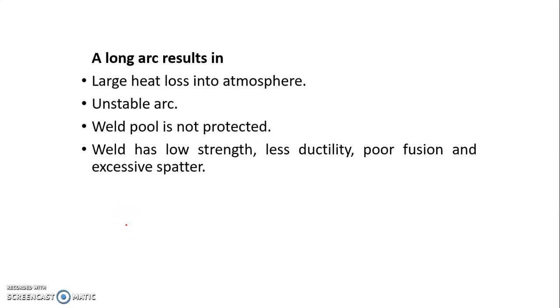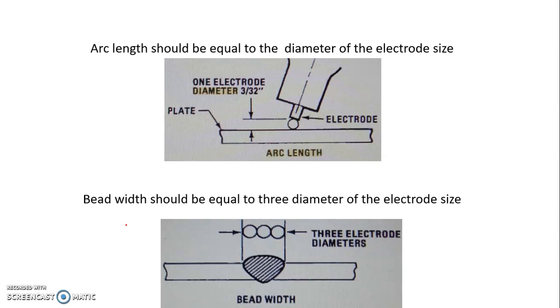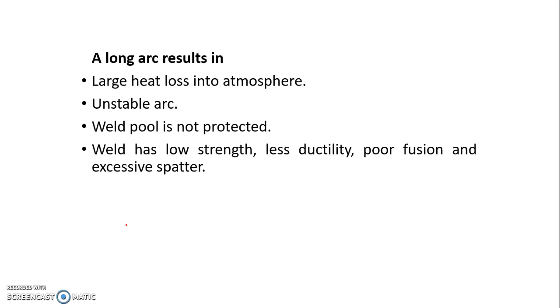Weld has low strength, less ductility, poor fusion, and excessive spatter. Large amounts of heat loss into the atmosphere, leading to poor penetration and fusion. Unstable arc due to increased effect of the magnetic arc blow. Weld pool is not protected from the atmosphere.